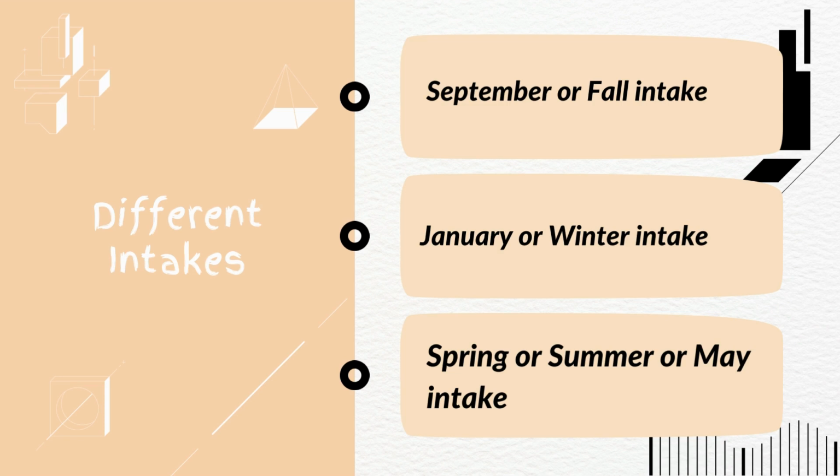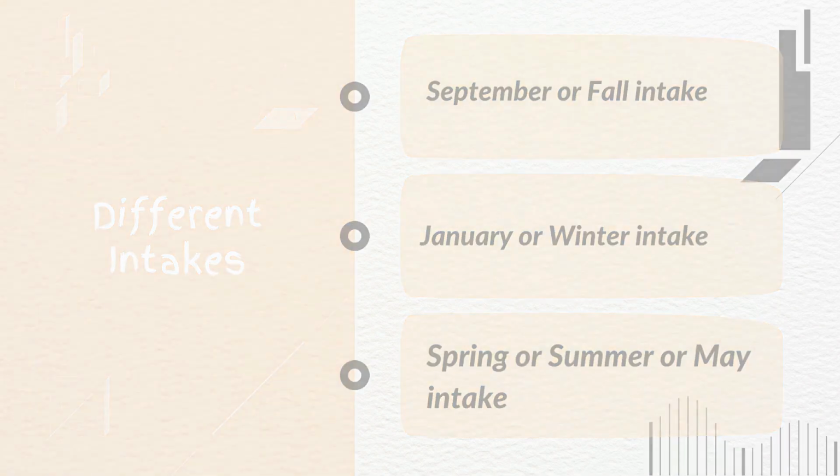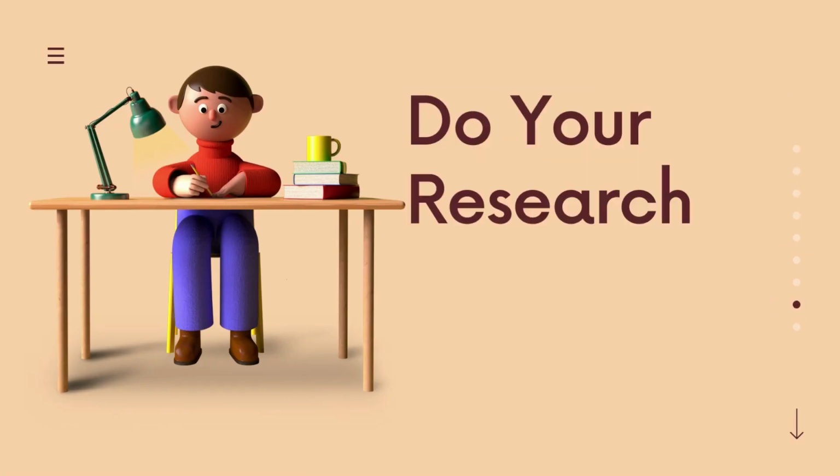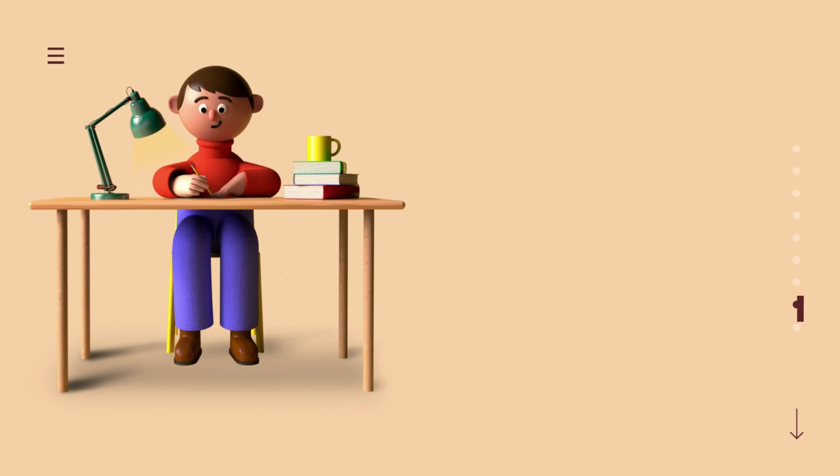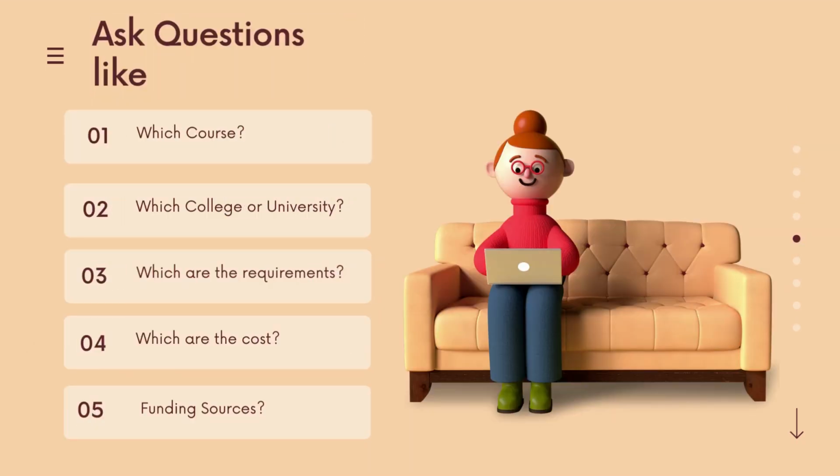And one thing you need to know is you have to start your processing on time. You have to do it like a year before. Another thing you have to do is do your research, and you need to ask questions like which course am I going to study, which college or university, and what are the requirements. Different universities have different requirements, and you need to know what the cost is. Okay, for this particular school, how much am I going to pay? For this course, what do I need to know? How much will it cost me?